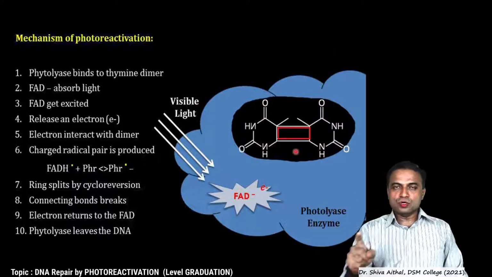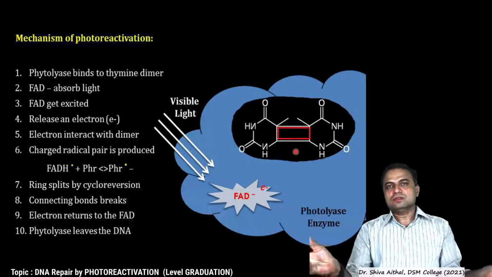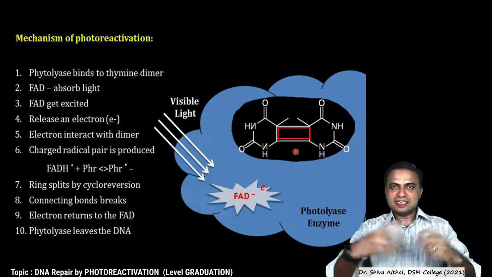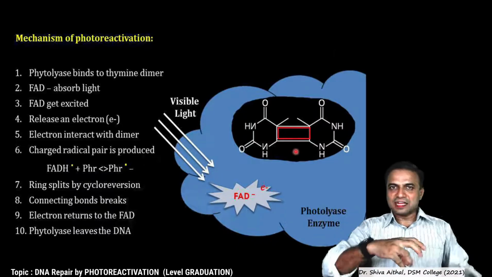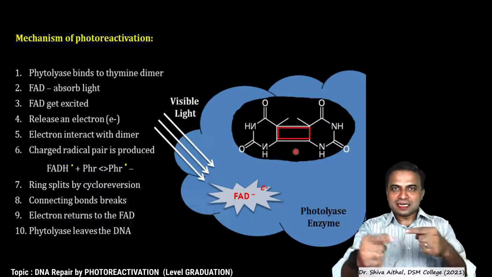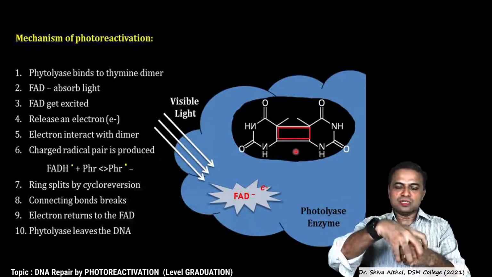The photon is there, and the cyclobutyl ring is split by cycloreversion. How was it formed? It goes in reverse. It disintegrates. Cycloreversion is there, and the connecting bonds break. The electron returns to the FAD. Photolyase leaves the DNA. Photolyase comes onto the DNA.